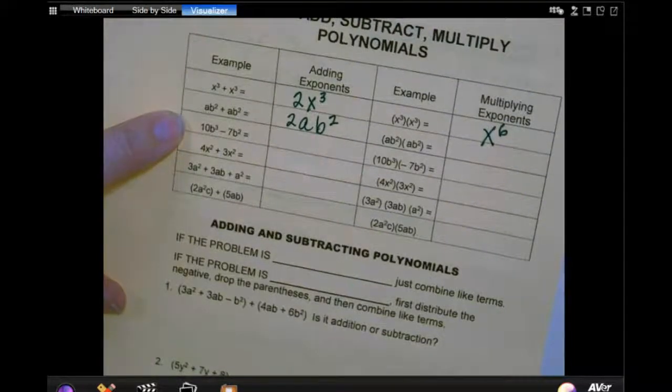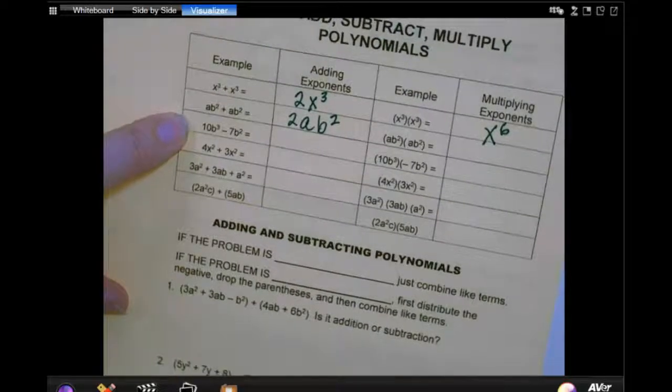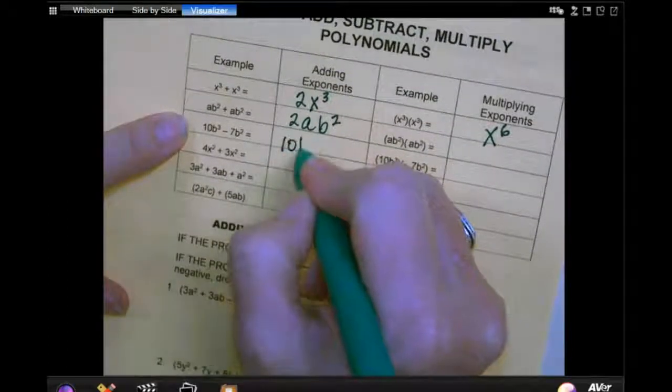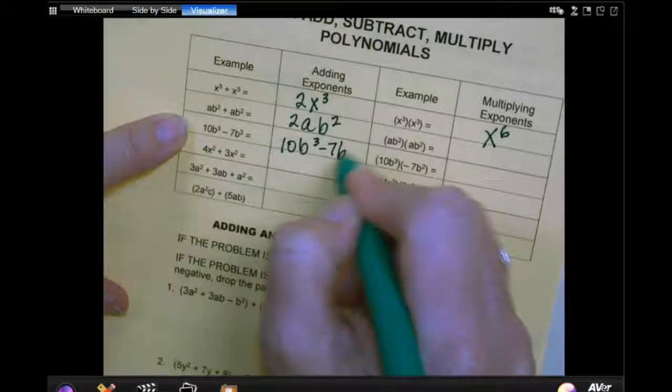How about the next one? 10b cubed minus 7b squared. Can I subtract those? Why not? Different exponents, so we cannot combine them. So we get 10b to the third minus 7b squared.